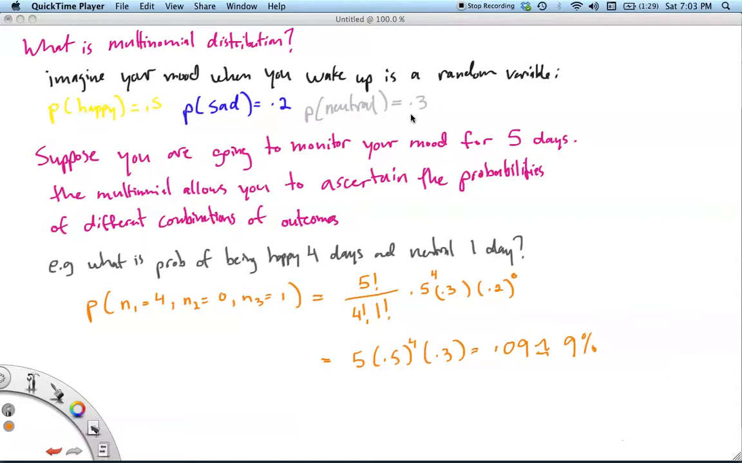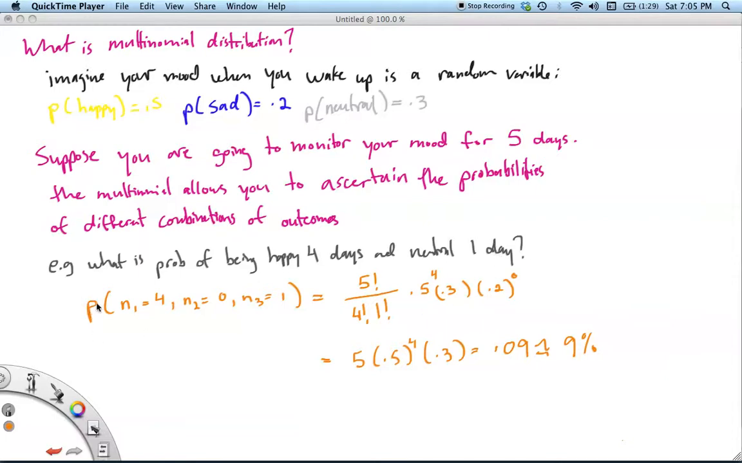Okay, now you're going to do a little experiment where you're going to monitor your mood for 5 days. Well, what the multinomial distribution allows you to do is to ascertain the probabilities of different combinations of these outcomes. So, as an example, what is the probability of being happy on 4 of the days, neutral on 1 of the days, and sad on none of the days?